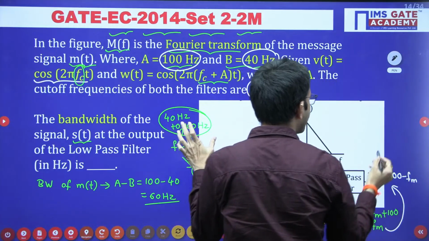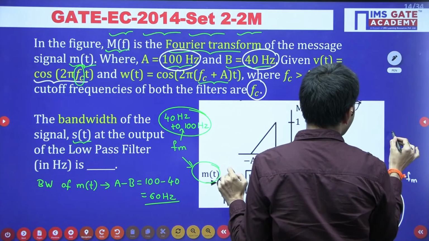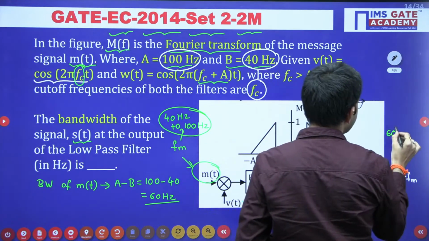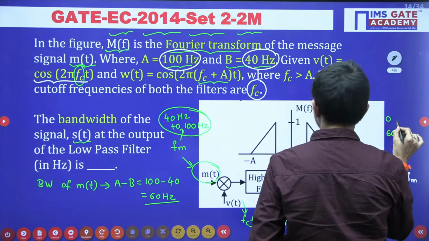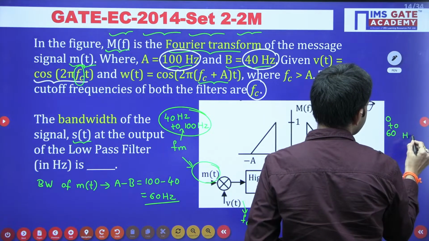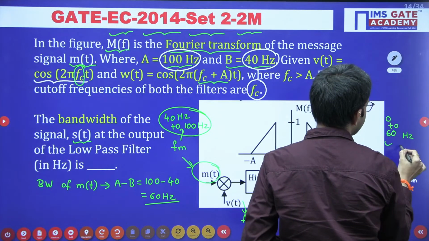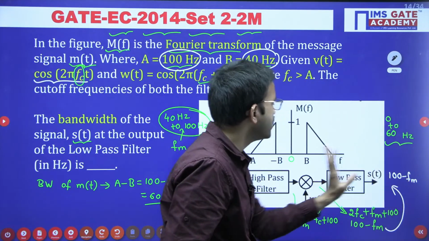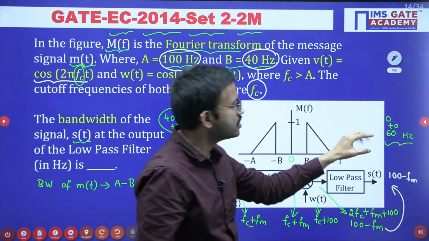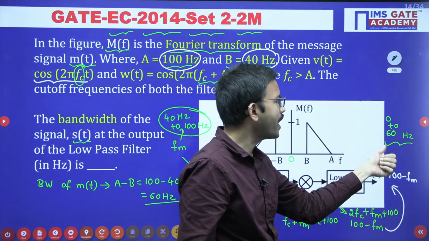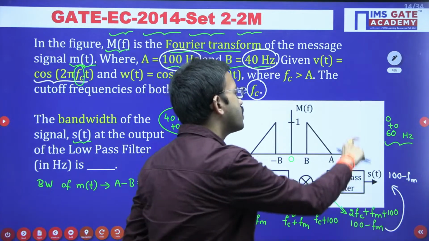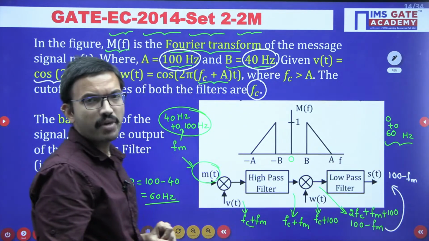100 minus FM means 100 minus 40, which is 60, and 100 minus 100 is 0. So that means 0 to 60 Hz. I hope it is clear. Among these, the minimum value is 0 and the maximum value is 60. So finally you are getting 0 to 60 Hz. So the bandwidth is nothing but 60 Hz.